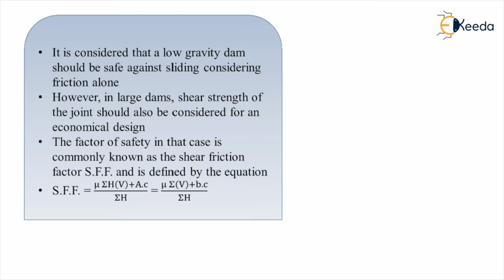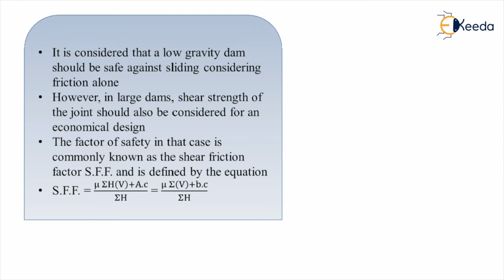If we have to find out the friction factor of safety just because of the friction, this is calculated by using a simple formula, that is mu multiplied by summation of vertical forces divided by summation of horizontal forces. The mu value varies from 0.65 to 0.75.